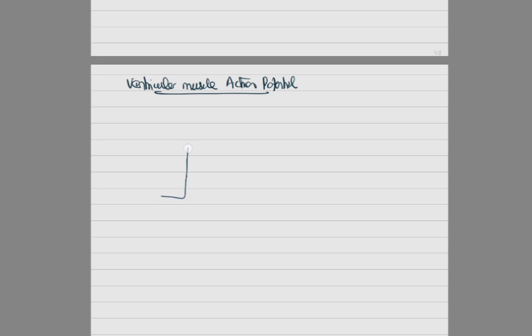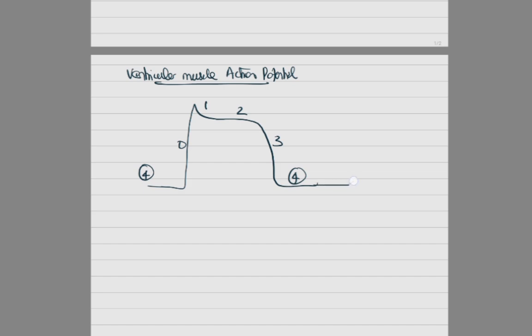So again, now we'll draw it again. This is the normal ventricular muscle action potential, where there is a phase 4, 0, 1, 2, 3, and again 4. From here till the generation of the next depolarization wave is called the resting phase. Whereas this phase till the action potential reaches its peak is called the depolarization phase. The entire remaining area is the repolarization phase.